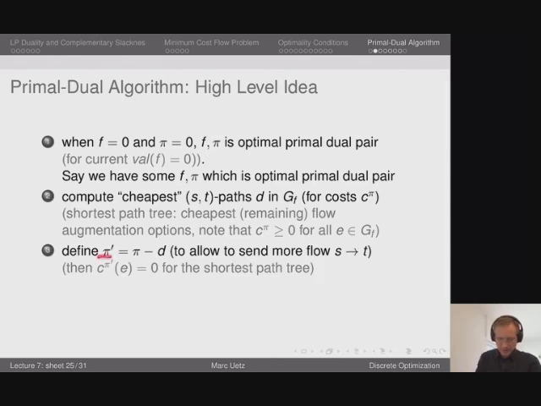So first of all, we redefine the node potentials. The new node potentials pi prime are the old ones minus these shortest path distances. Okay, so that will actually allow me to send more flow from s to t, and you will see in a minute how that works. By definition, that will have as a consequence that the new reduced costs are equal to 0 along the whole shortest path tree. And I think it makes sense to quickly verify that this is true as another kind of sanity check.